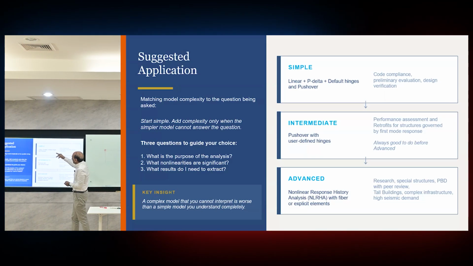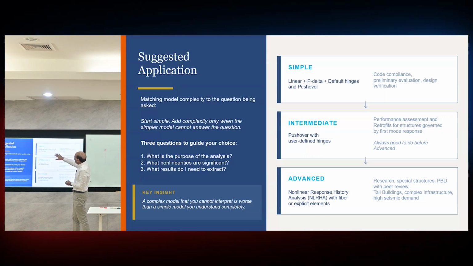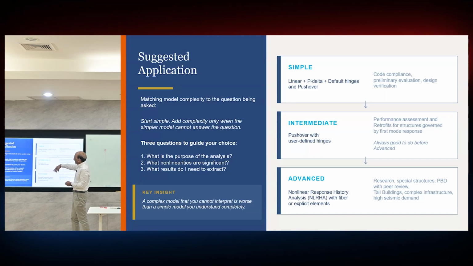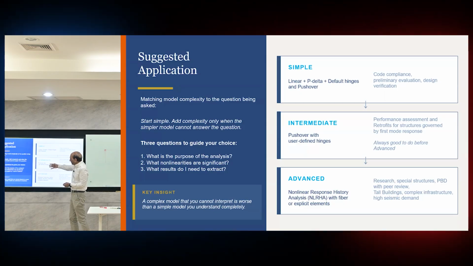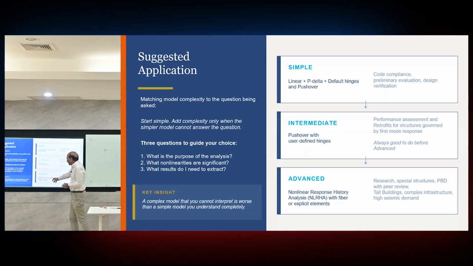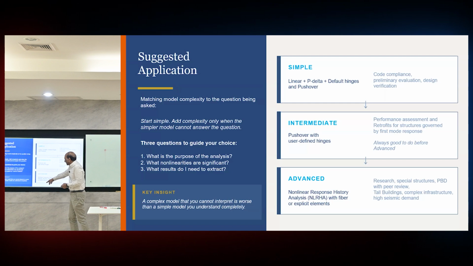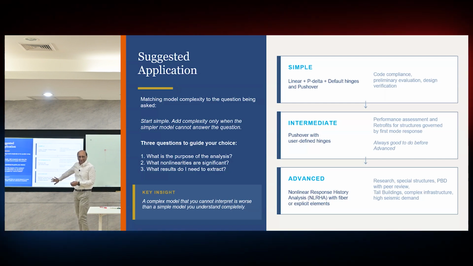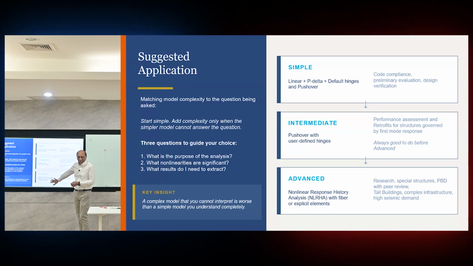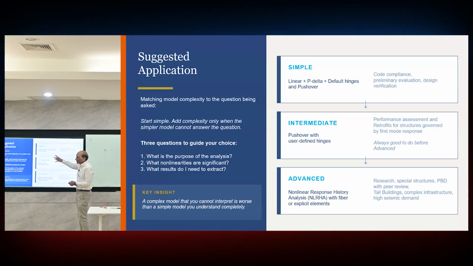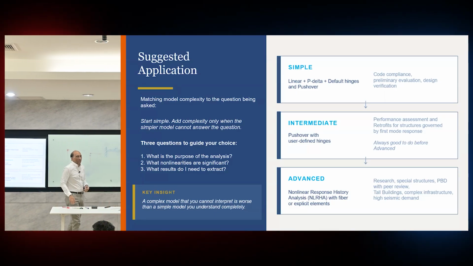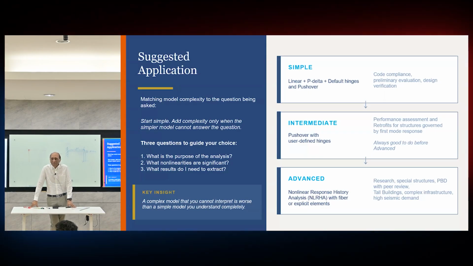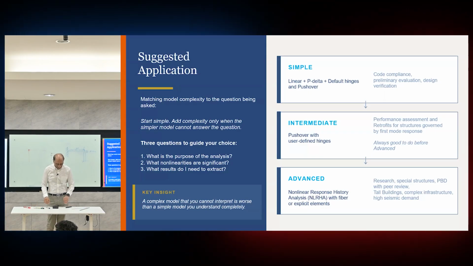So simple, linear plus P delta, default hinges and pushover, minimal. Intermediate, pushover with user-defined hinges. You actually give data for every hinge. And then nonlinear response history analysis with explicit elements. Most difficult, most advanced. You have to have all the data and a lot of input. But this is a good way to go there gradually and save all the results with you. So you can compare at all times that you're going in the right direction.